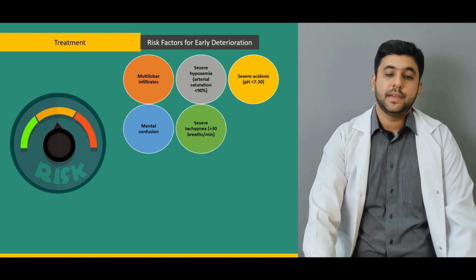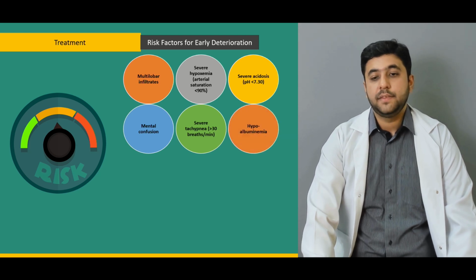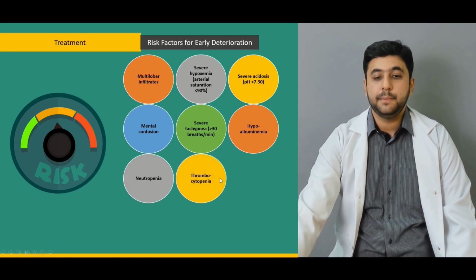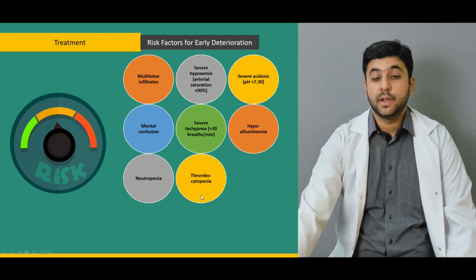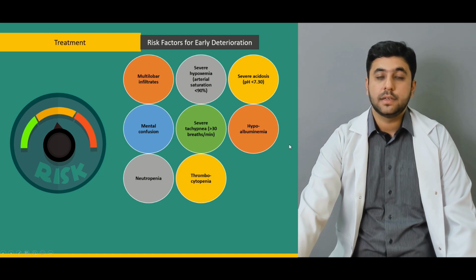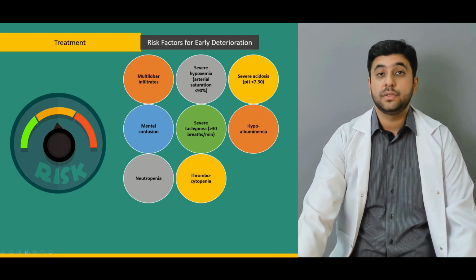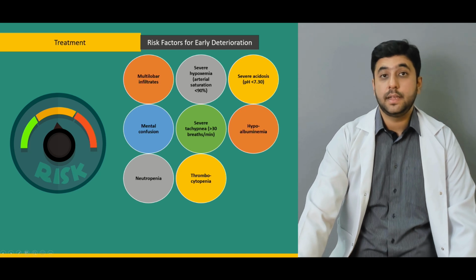If the patient's breath rate goes up more than 30 breaths per minute, he develops tachypnea. If there is hypoalbuminemia, neutropenia, or thrombocytopenia, this is very important. Thrombocytopenia, as we talked about before. If a patient's platelet count starts going low, then it is very important to rule out whether there are some extrapulmonary manifestations or the patient is going towards DIC or then ARDS. This can be very life-threatening.